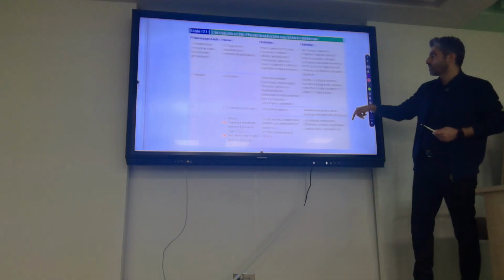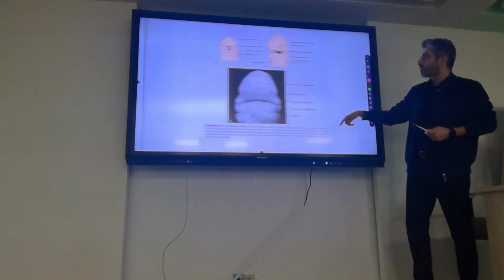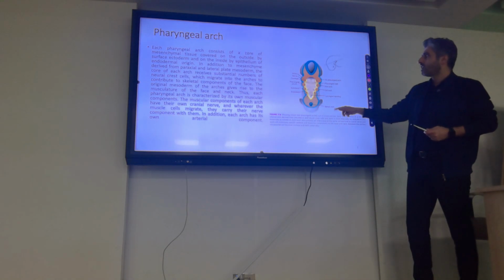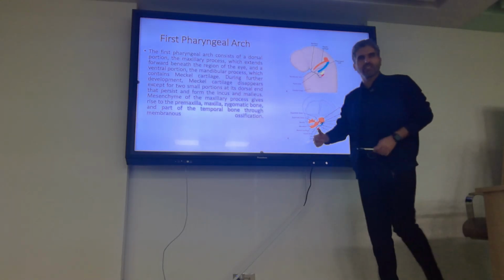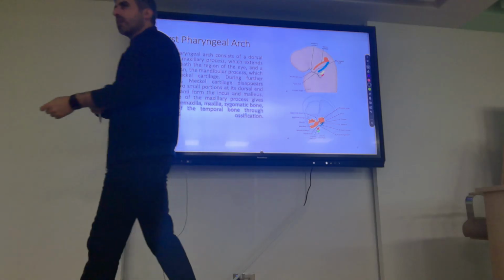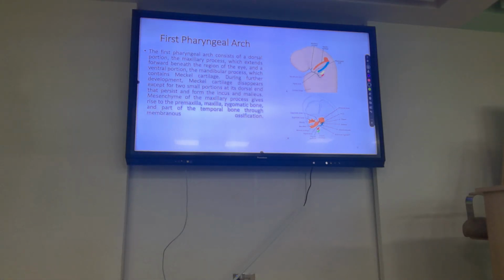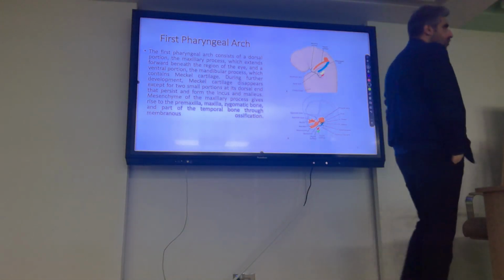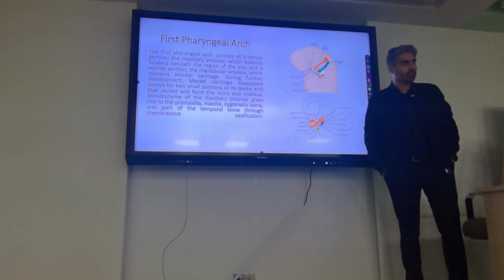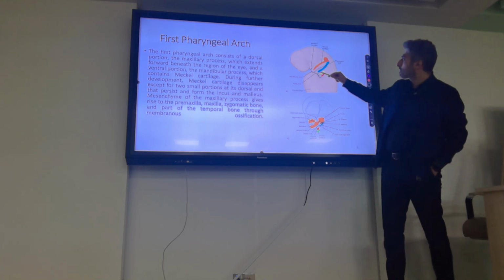Then I told you we have one important shape for the head and neck. If you know this shape, you can understand approximately everything in the head and neck. What is that? It's pharyngeal arch, pharyngeal pouch, and pharyngeal clefts. Clefts or groove. Look at here. What are these structures? Look at this picture.